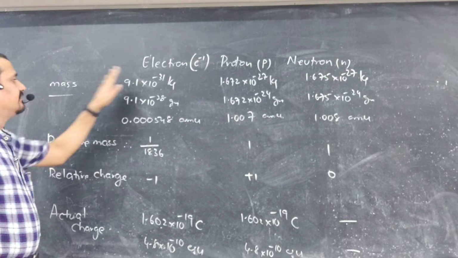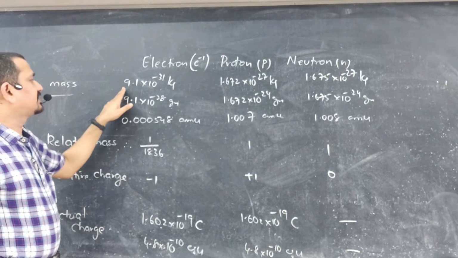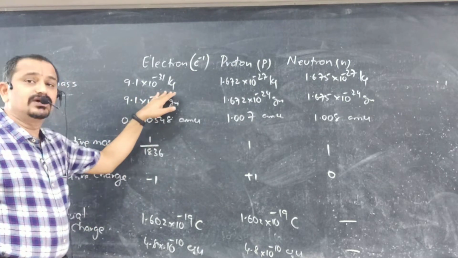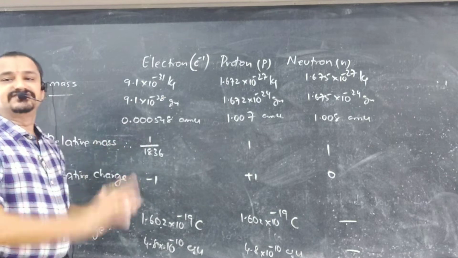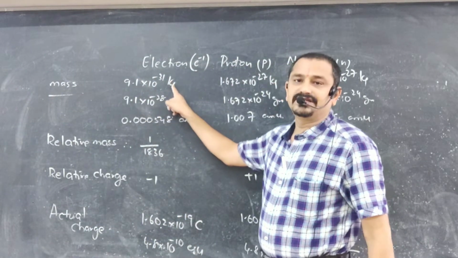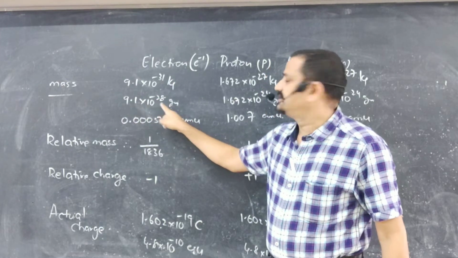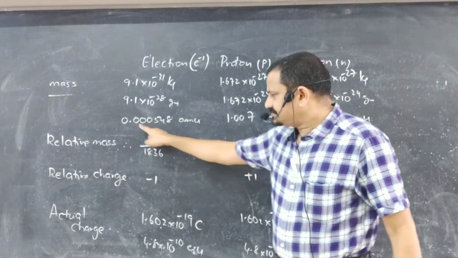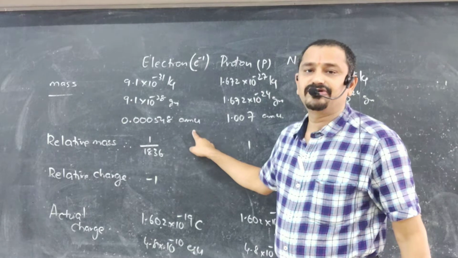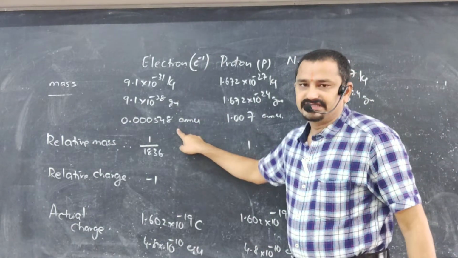Now let us see the mass of the electron. Mass of electron was observed as 9.1 × 10^-31 kg. You have to remember these values. Mass of electron was noticed as 9.1 × 10^-31 kg or 9.1 × 10^-28 grams or 0.000548 AMU, atomic mass unit. As usual, you have to remember these three values.